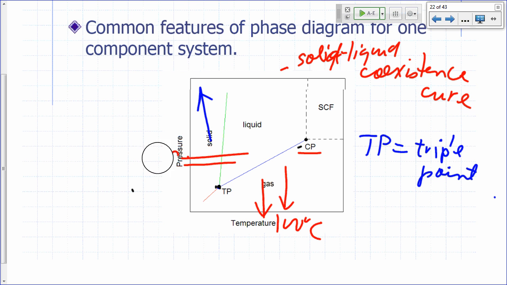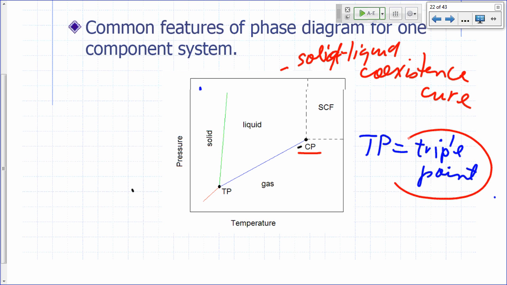Okay? So that's the triple point. Triple point means that's a condition where you expect to find solid, liquid, and gas all at the same time at equilibrium.